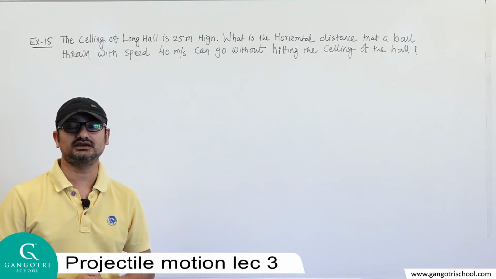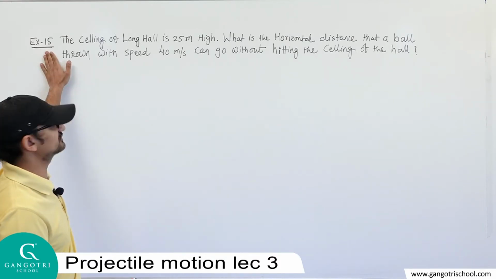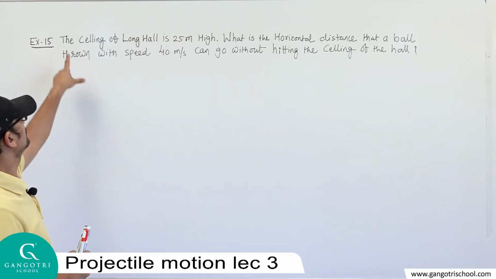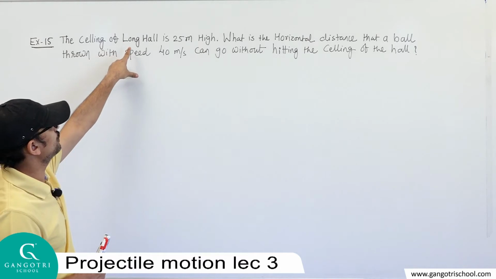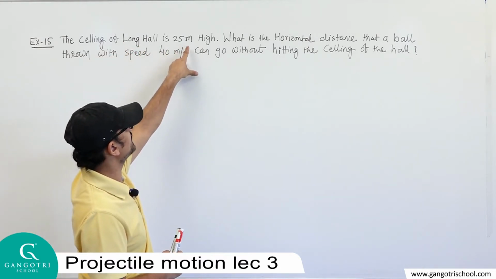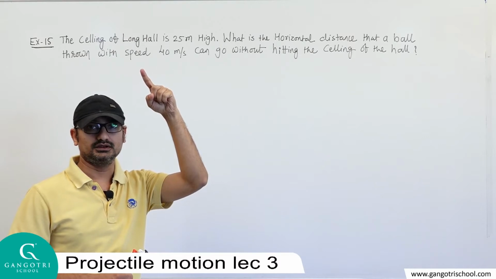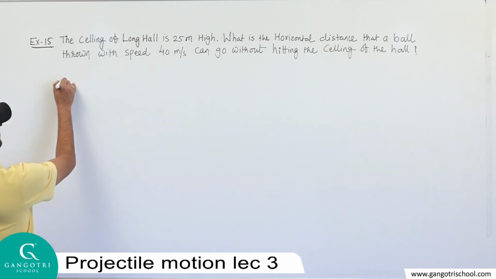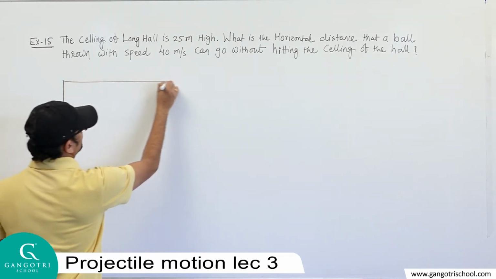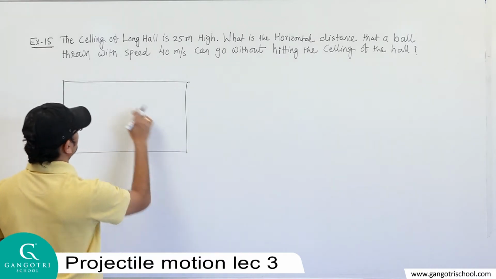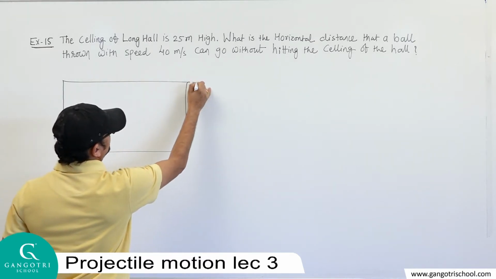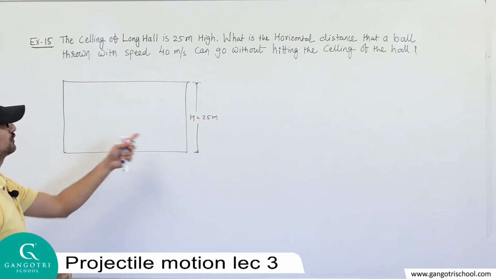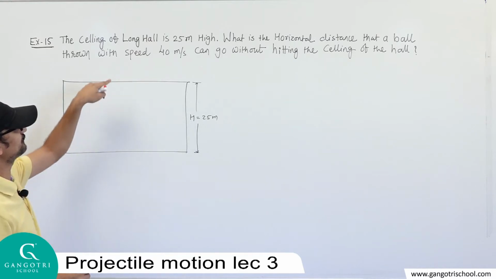So now after exercise sum number 16, let's calculate exercise sum number 15. It is also related to projectile motion. Question is, the ceiling of a long hall is 25 meter high. The ceiling in the hall is 25 meter high. For example, suppose this is a very long hall, and in this hall the ceiling is 25 meter high. Let's write capital H, 25 meter. So in this long hall, the ceiling of the hall is 25 meter high.